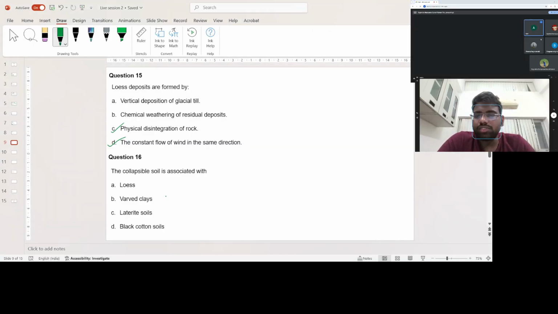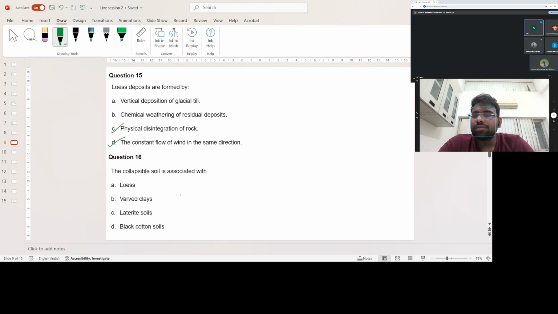Moving to the next question: collapsible soil is associated with. It is an MCQ. Option A, loess; option B, warped clay; option C, laterite; and option D, black cotton soils. Option A, sir.